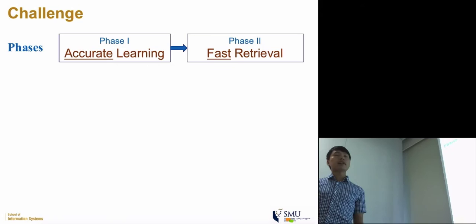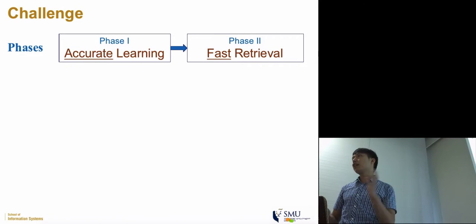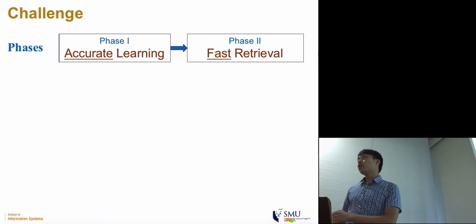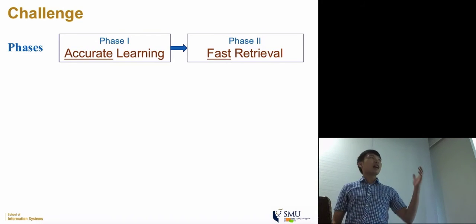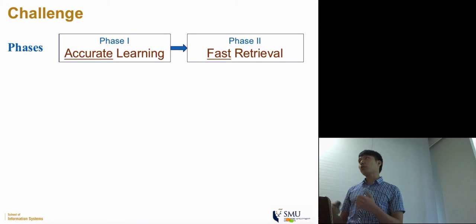Usually in the first phase we have the data about user ratings, and then we want to build a model which can accurately predict user preference. And then the output of the first phase is used to make the recommendation. And during that phase, we need to do the retrieval task.